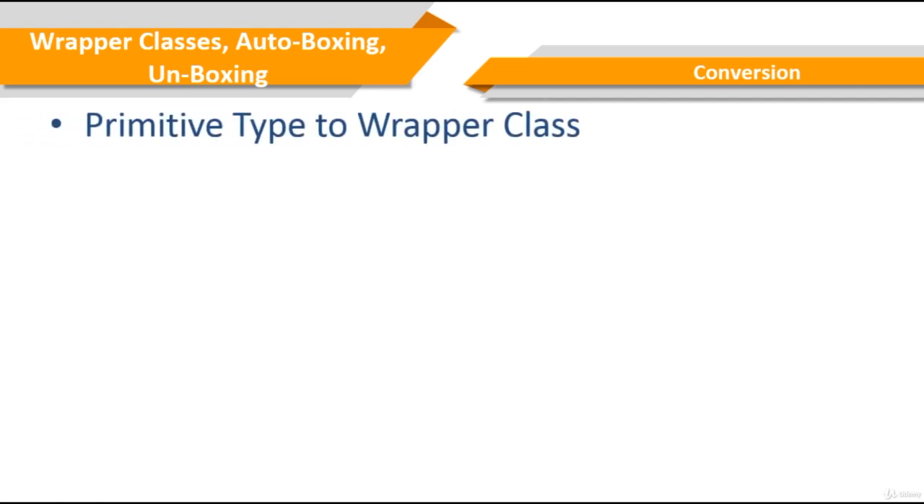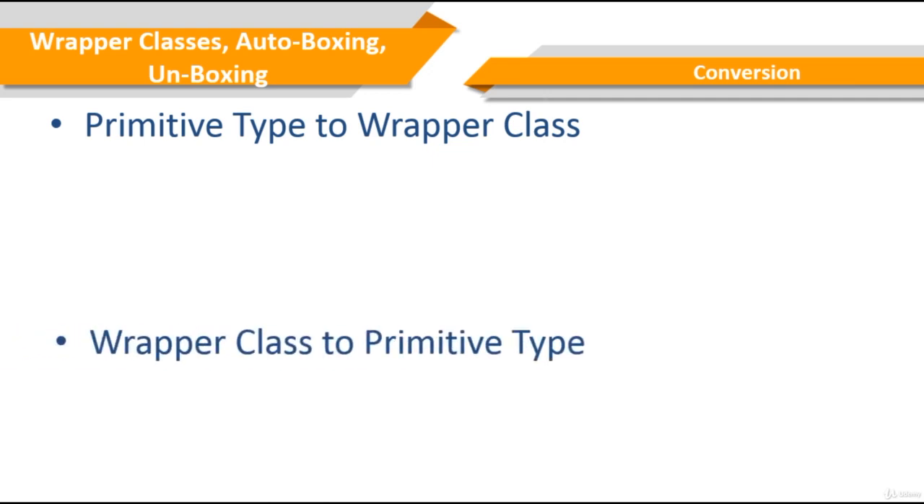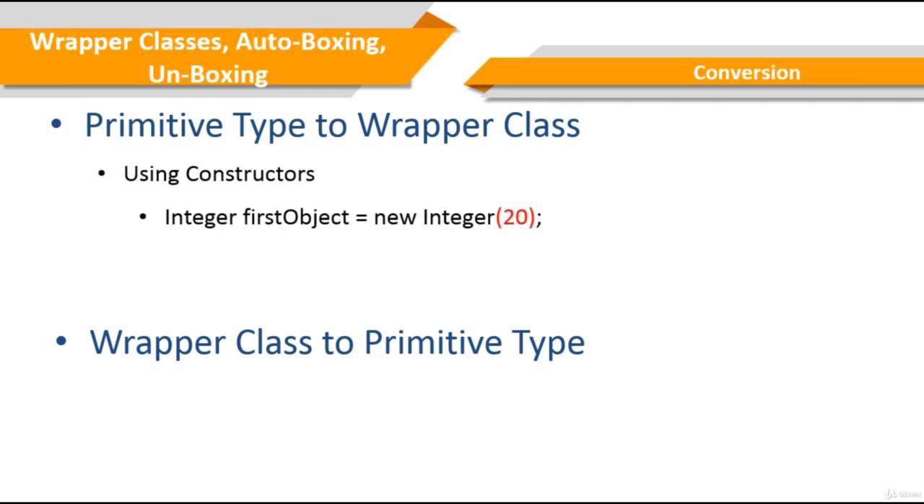Conversion. So we basically have two types of conversion. First one is primitive type to the wrapper class, and the second one is the wrapper class to primitive type. In the first type, we use two different ways for converting a primitive type into an object of the corresponding wrapper class. The first way is by using a constructor. As you see here in the example, we use the constructor of the Integer wrapper class to convert int primitive type to the Integer wrapper class.